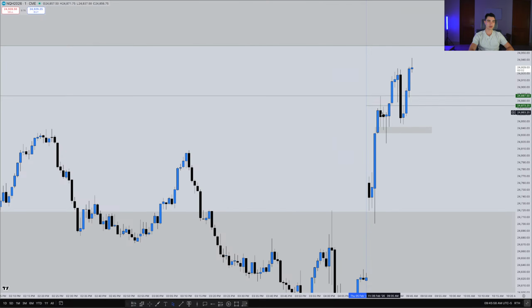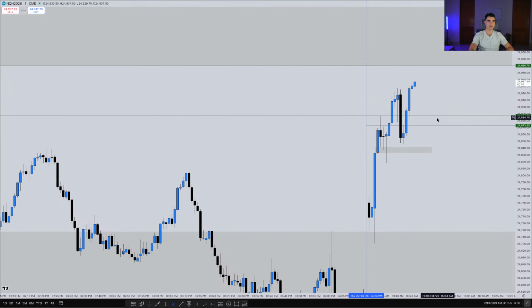So we dropped down, we dug into this down close candle here. We use it as support, we're rallying. The next draw is the 24.960s.